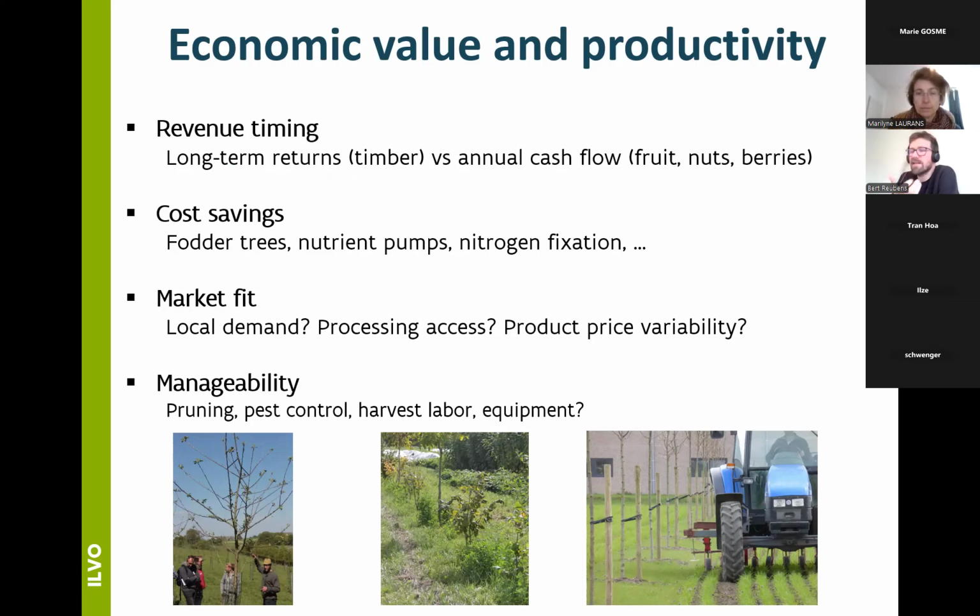Fodder trees can reduce the cost for feed for animals. You can reduce the cost of fertilization with nutrient pumping trees or trees that fixate nitrogen. So this is also an economic aspect to take into consideration. And then whatever product you generate, you need to check whether there's a market fit. Is there a local demand for the product you want to generate? Is there access to processing if that is needed? Or do you maybe intend to do the processing yourself?